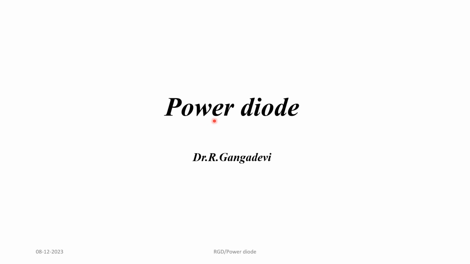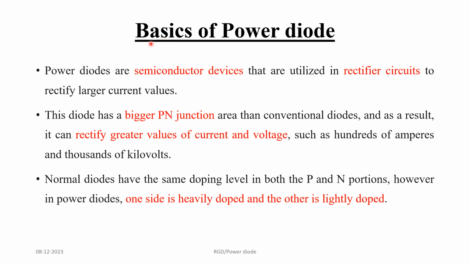Hi everyone, in this lecture we will see the symbol, structure, operation and characteristics of power diode in comparison with the signal diode. We will see the basics of power diode. What is power diode? A power diode is a semiconductor device which is generally used in rectifier circuits to rectify a large value of current.